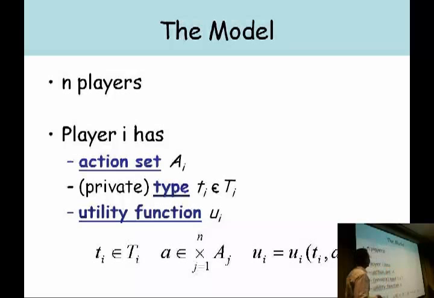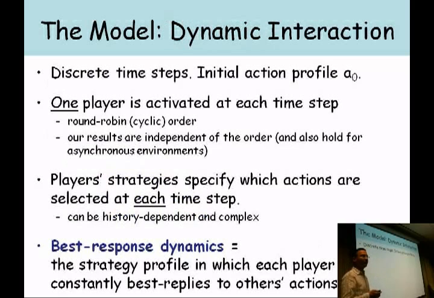So here's the model. You get a one-shot game, the standard one-shot game, like the one we've seen. I'm going to call strategies here actions because I don't want to confuse them with the dynamic interaction. So n players, each player has an action set A_i, a private type. In the BGP context, you can think of this as the preferences over routes, but some private type that distinguishes it from others, and the utility function, which is a function of the types and the actions. So far, the standard game theoretic environment. Now comes the dynamic interaction. So infinitely many discrete time steps and some initial action vector where we start.